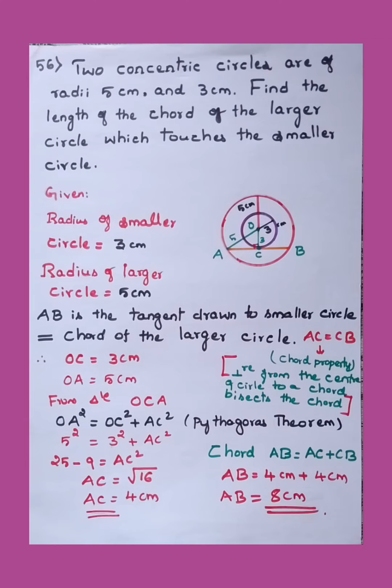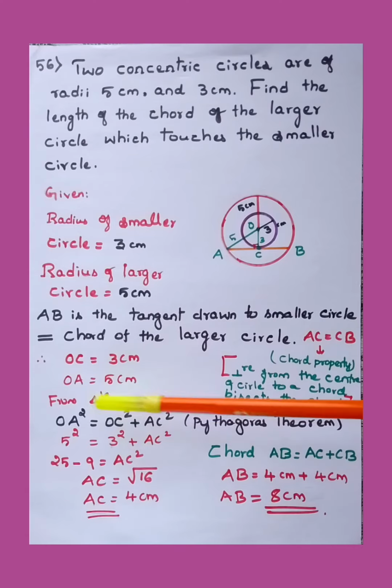And what are the remaining values we know now? Consider the triangle OCA. It's a right angle triangle. Perpendicular is drawn. Therefore, OC is equal to 3 cm. OA is equal to 5 cm. From the triangle OCA, OA square is equal to OC square plus CA square. Apply Pythagoras theorem and substitute the values of OA and OC: OA is 5 square, OC is 3 square, plus AC square.